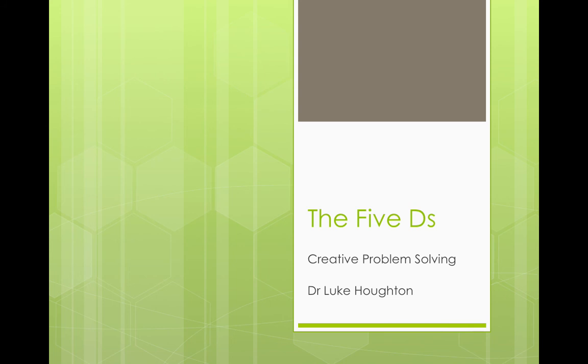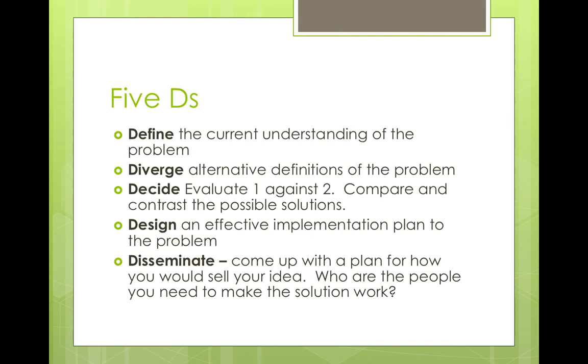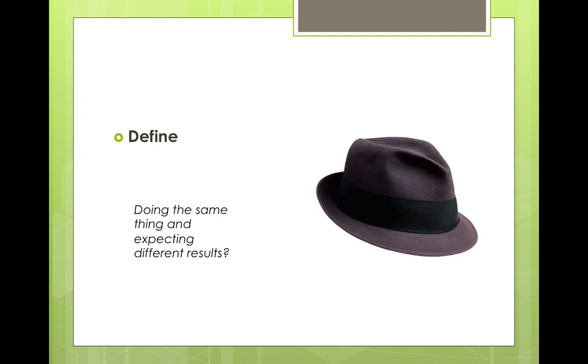I'm Dr. Luke Horton. The 5 Ds are define, diverge, decide, design, and disseminate. Each one of these stages of the 5D framework explains the way creative problem solving should actually work. We begin with a definition of the current understanding of the problem. We then move into the divergence, where we look at the alternative explanations to see if we have the correct or the best interpretation. We then evaluate and compare and contrast. And then from that contrasting period, we're able to design the most effective solution for our problem. And then once we know what it is and we believe in it, we can share it with others and see if they agree.